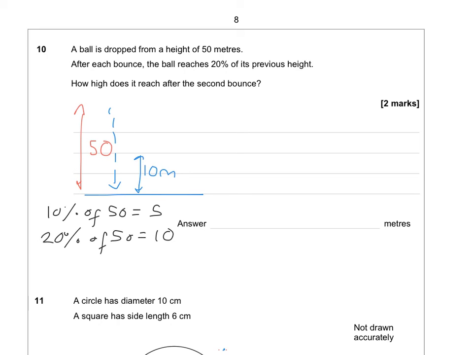The ball then drops back down from 10 metres and rebounds again, after bounce number 2, to a new smaller height. Now this height is going to be 20% of 10 metres, which of course is equal to 2 metres overall.